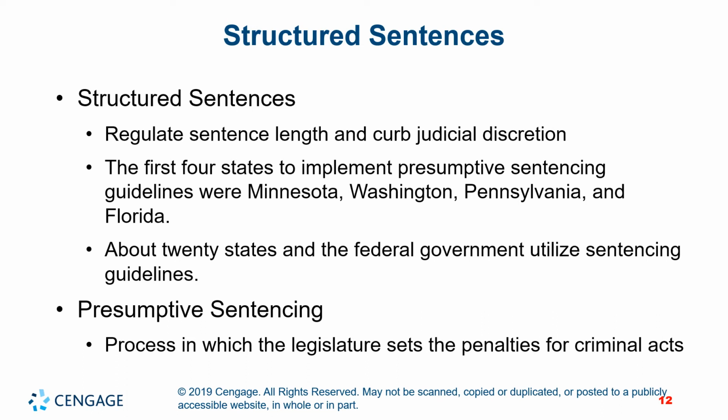Then there is presumptive sentencing. These fall under federal sentencing guidelines. The first of 4 states to implement presumptive sentencing guidelines were Minnesota, Washington, Pennsylvania, and Florida. There are about 20 states and the federal government that utilize sentencing guidelines. As far as presumptive sentencing, this is the process in which the legislature sets the penalties for criminal acts.